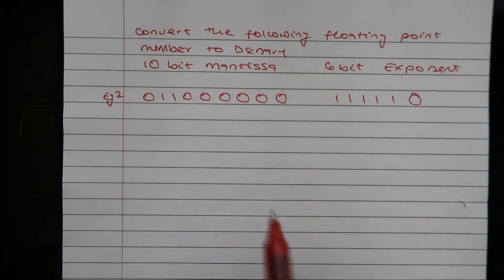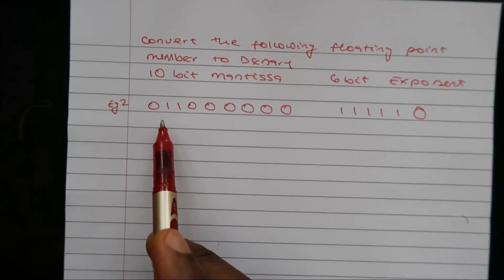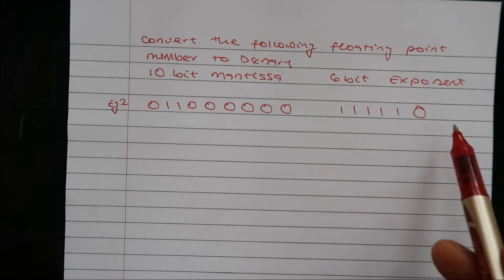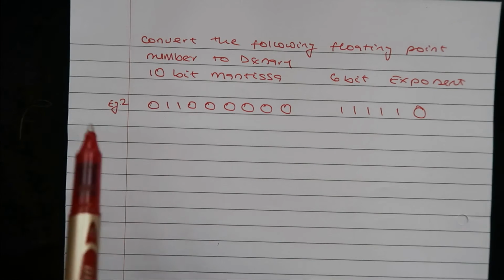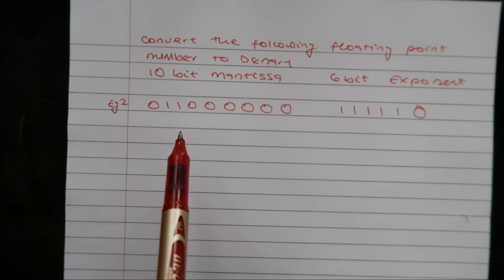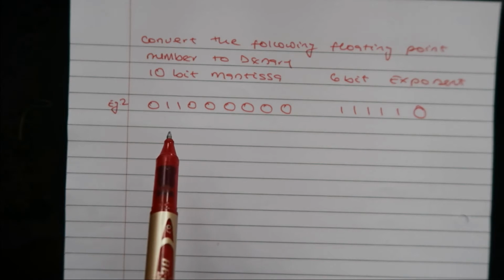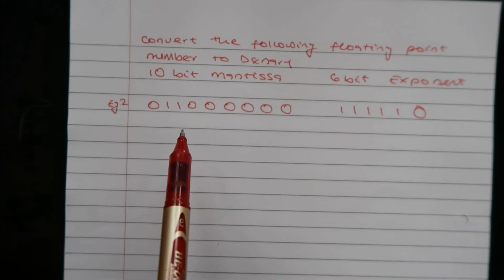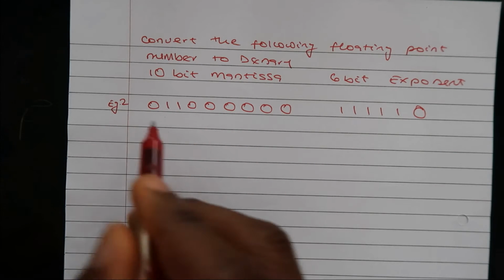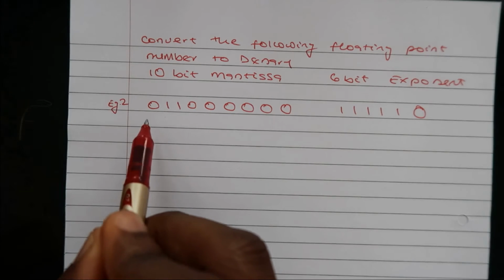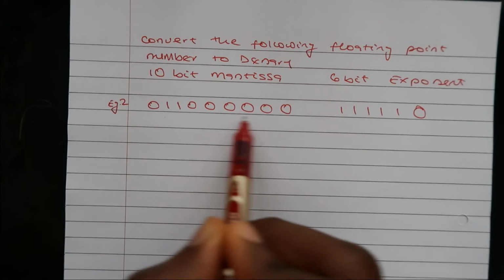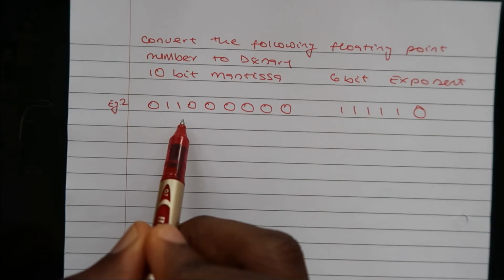In our second example, we're going to convert these values here. So that's our 10-bit mantissa and our 6-bit exponent. Just to reiterate, I'm making use of a 10-bit mantissa and 6-bit exponent in my examples because that's what most exam boards do. Once again, like I said, always pay attention to what the question is asking you to use. In this case, like I said, identify what the sign of the values you're working with is.